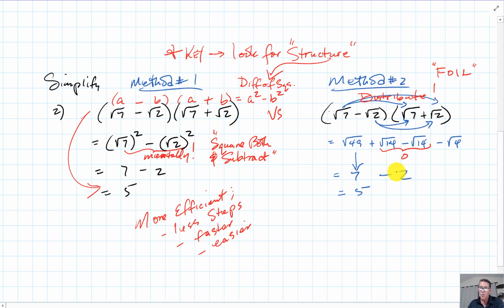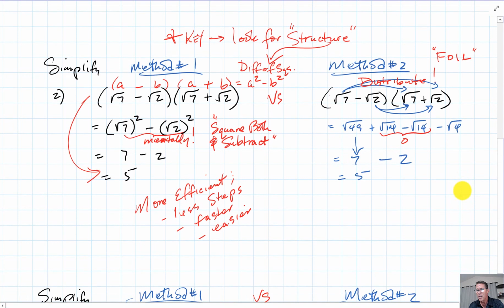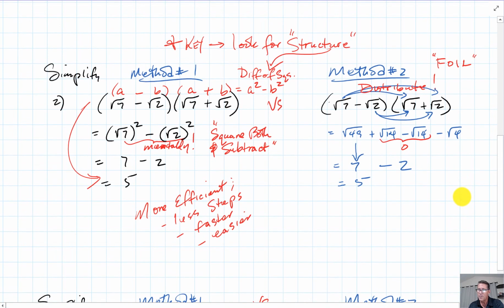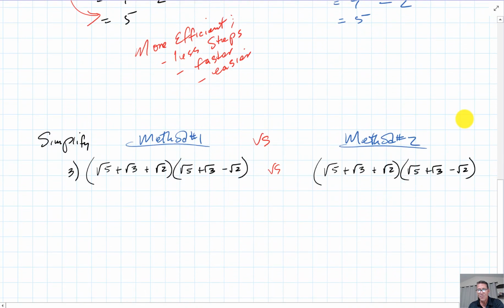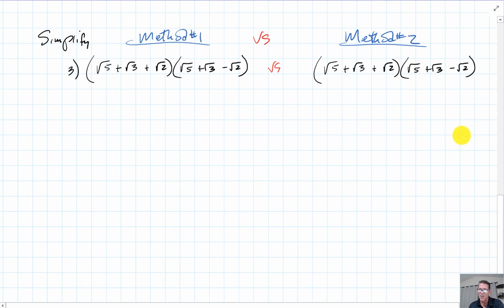So when you know the structure in mathematics, and you can see the patterns in the structure, you tend to be faster than everybody else. Not that speed is more important than anything, it's not, but it kind of helps sometimes. Okay, number 3. This is the most challenging one. So how would you handle this?